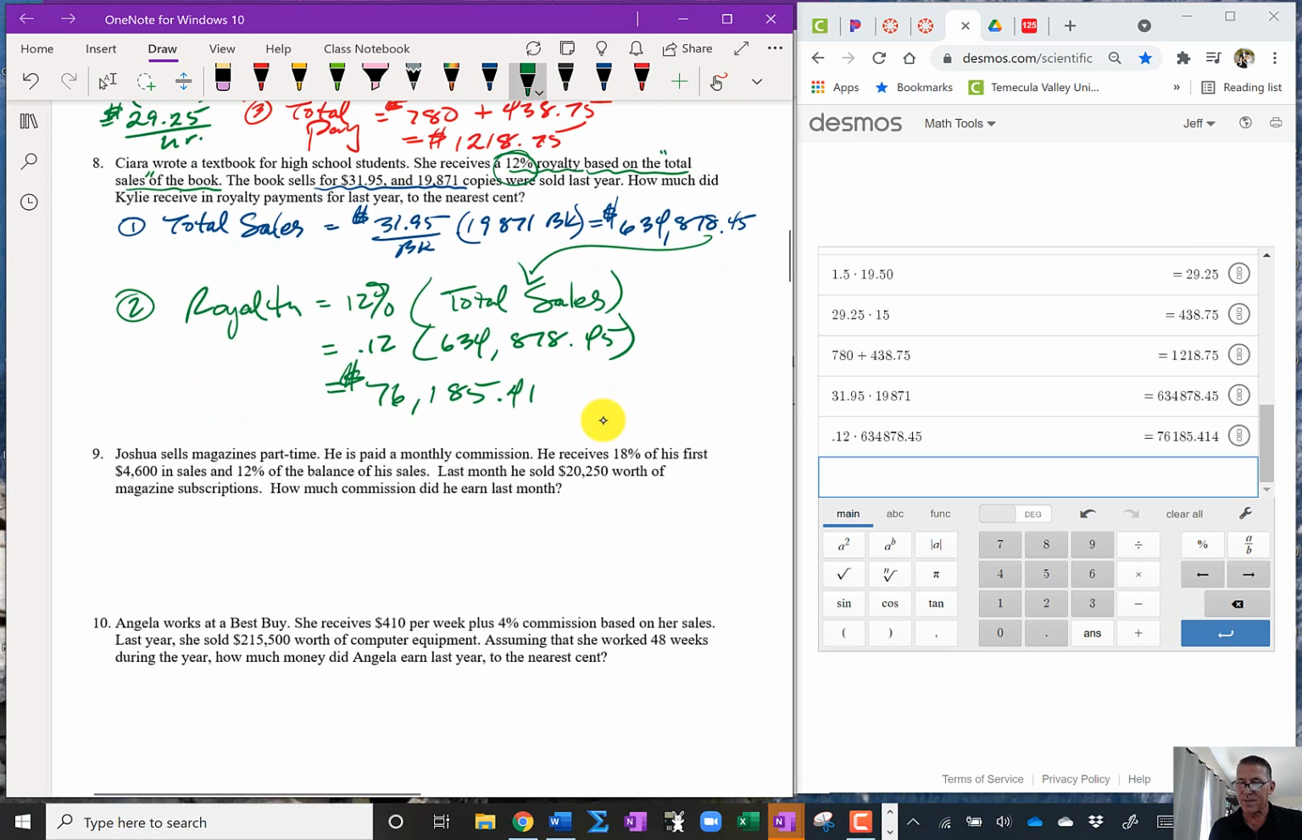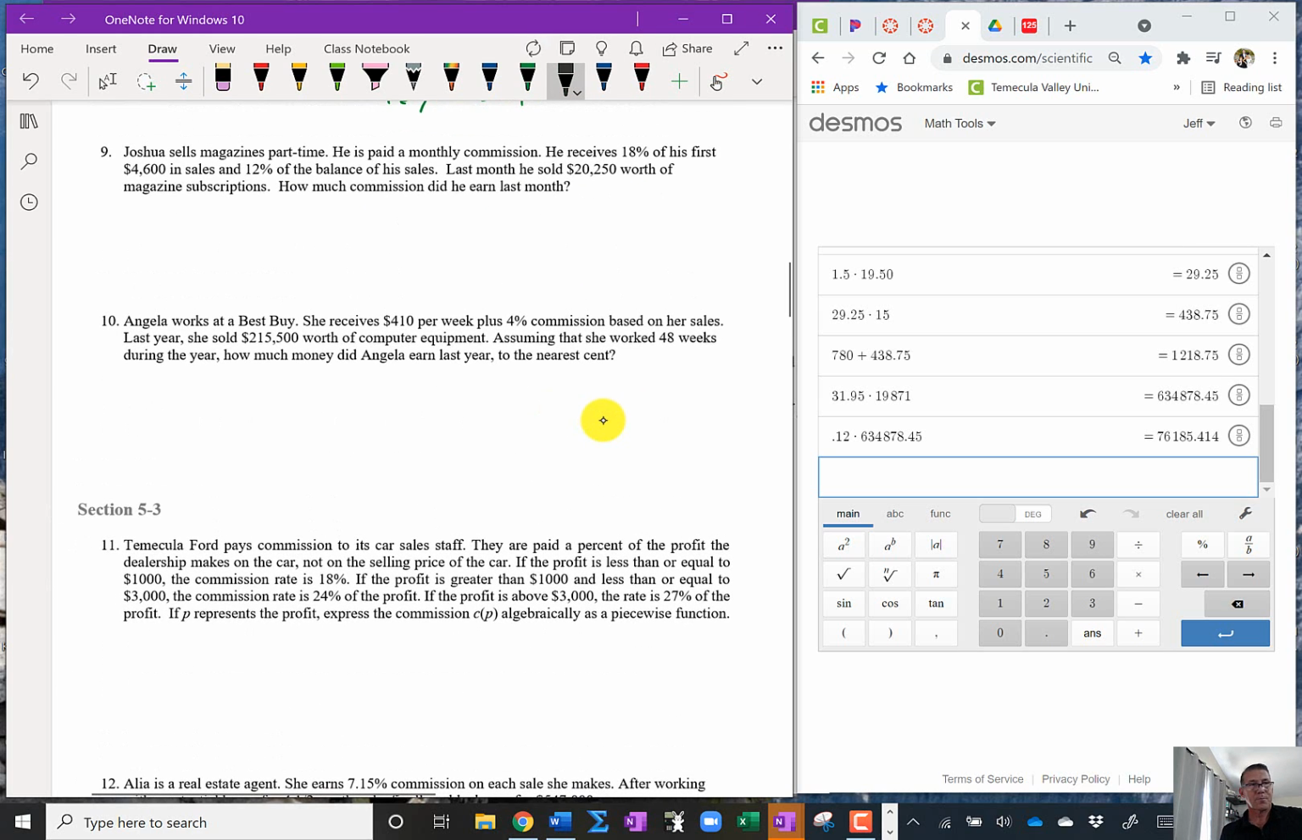Okay. All right, number nine, here we go. Joshua sells a magazine part-time. He's paid a monthly commission. He receives 18% of the first $4,600, and then it changes to 12% of the balance of his sales. Last month he sold $20,250 worth of magazine subscriptions. So this is the amount that he sold. The question is, what's the commission?